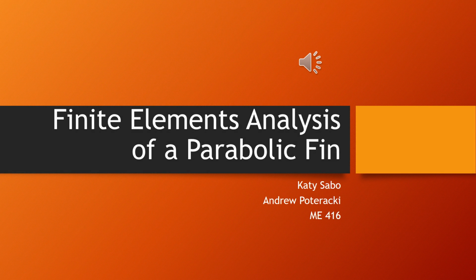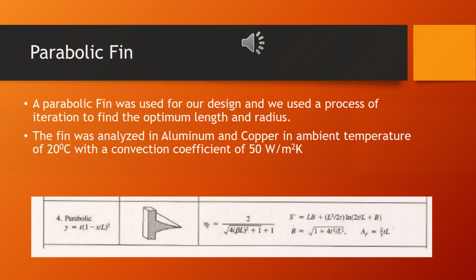Finite Element Analysis of a Parabolic Fin by Katy Sabo and Andrew Poteracki. A parabolic fin was used for our design, and we used the process of iteration to find an optimal length and radius. The fin was analyzed in aluminum and copper in an ambient temperature of 20 degrees Celsius with a convection coefficient of 50 watts per meter squared Kelvin.